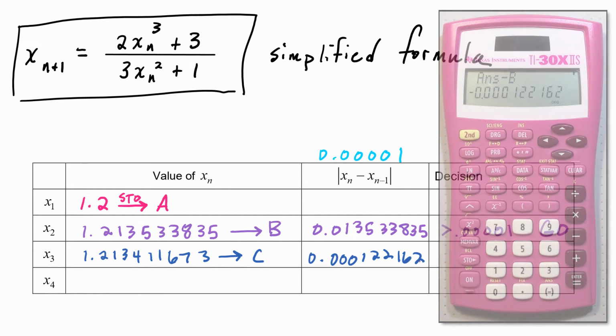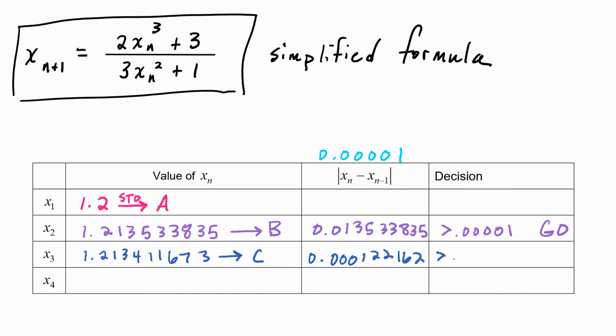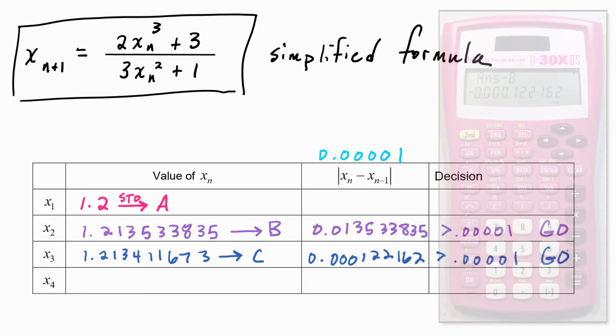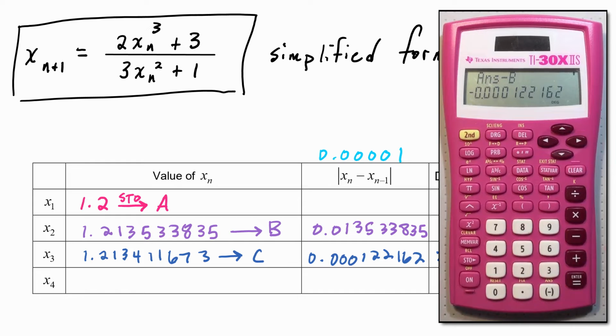Now this is still bigger than 0.00001, right? Because this is 12 times bigger. So that means we have to go still. So now we want to calculate x4.